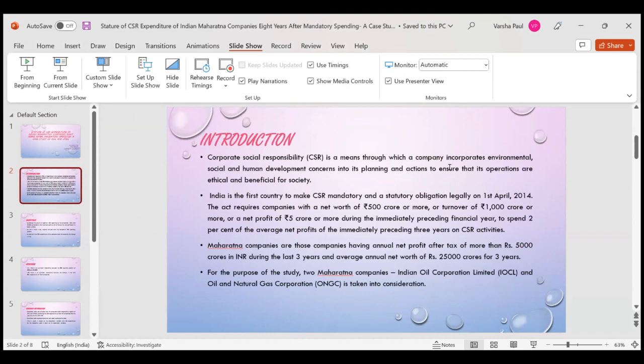Corporate social responsibility is a concept that helps companies to be socially accountable to their stakeholders, themselves, and the public. Companies aim to contribute towards the well-being of society and the environment. India is the first country to make CSR mandatory, on 1st April 2014.